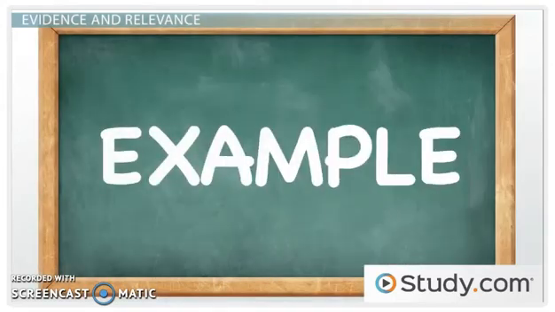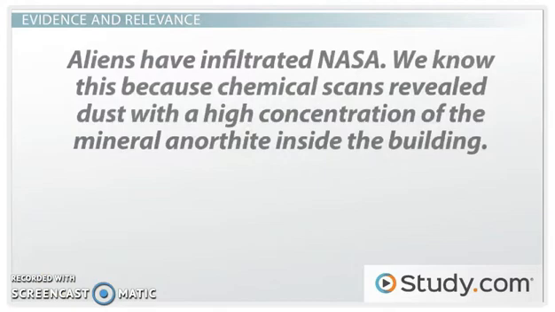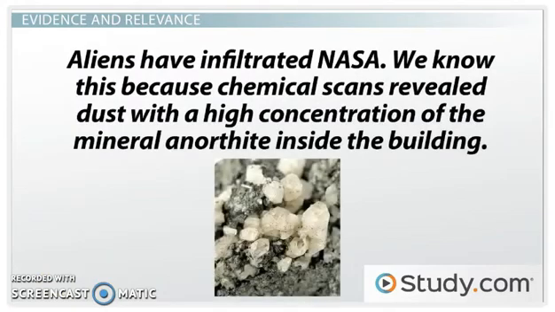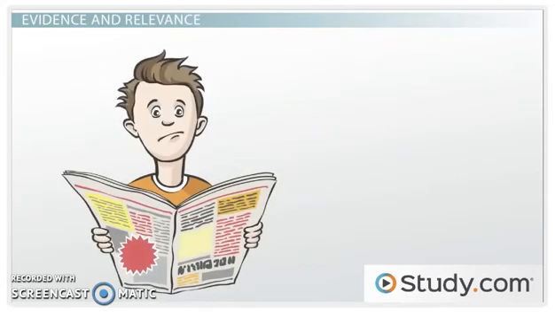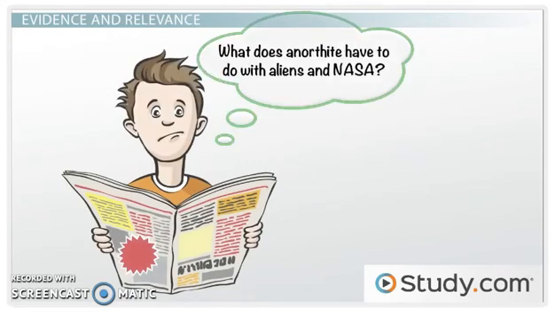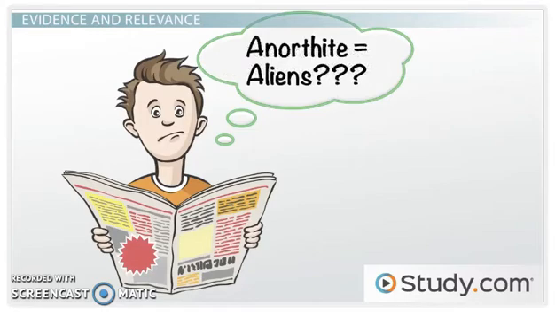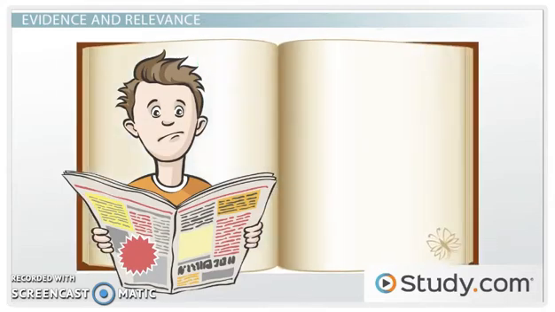For example, what if you read this? Aliens have infiltrated NASA. We know this because chemical scans revealed dust with a high concentration of the mineral anorthite inside the building. You probably wouldn't be very convinced, right? What does anorthite have to do with aliens and NASA? It's not convincing evidence because you have no idea how it's relevant. This evidence isn't likely to persuade you of anything.